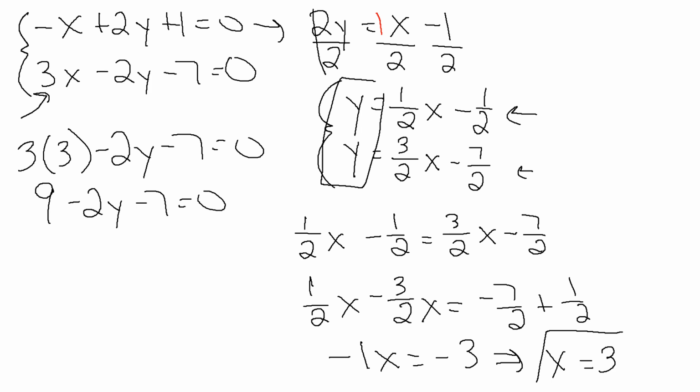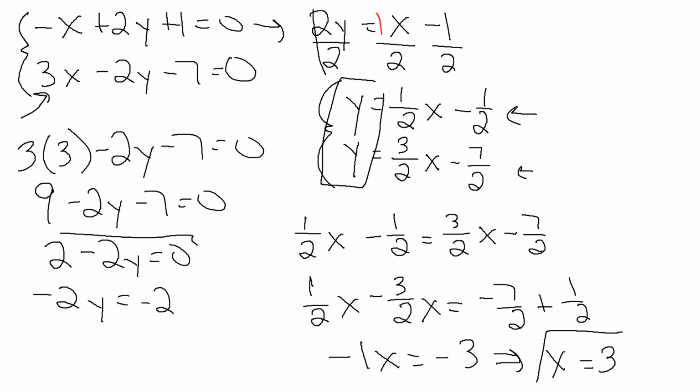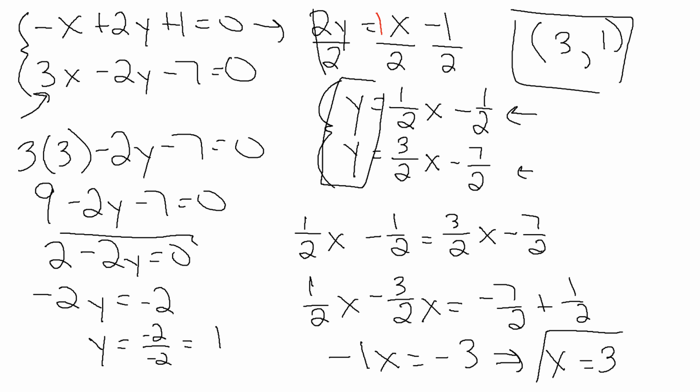9 minus 7 is 2. Whoops, that should not be an equal sign. 2 minus 2y equals 0. Move my 2 over. Divided by negative 2, I have negative 2 divided by negative 2. So y equals 1. So my answer is (x, y). Now, this is crazy, and I normally end up spending several lessons going over all of these.